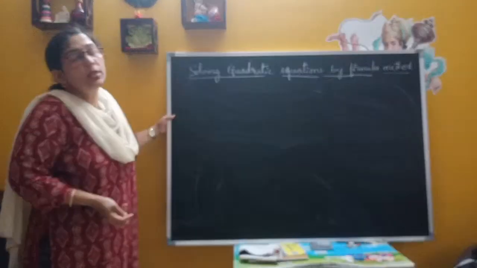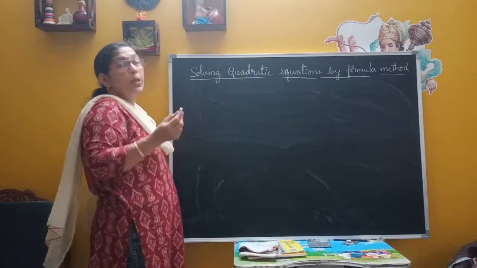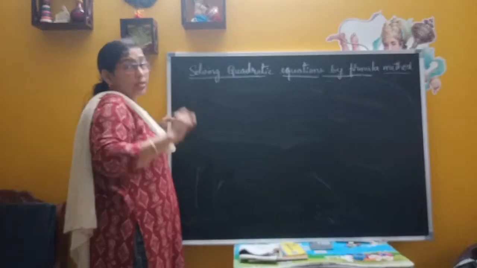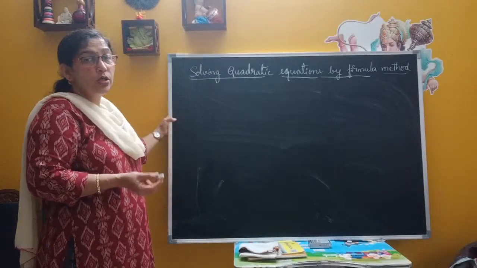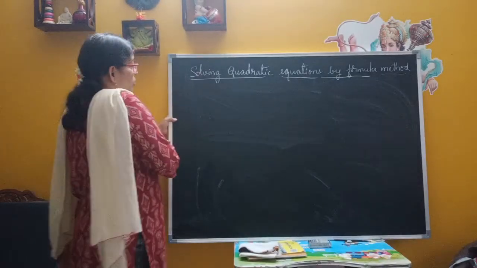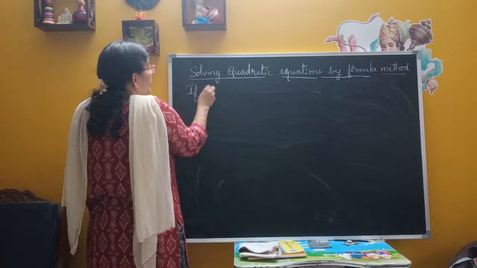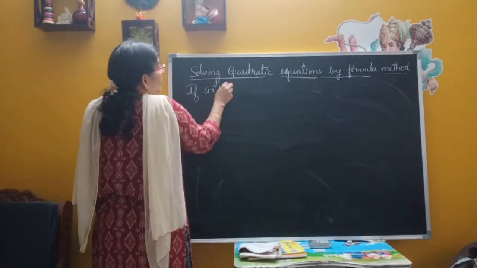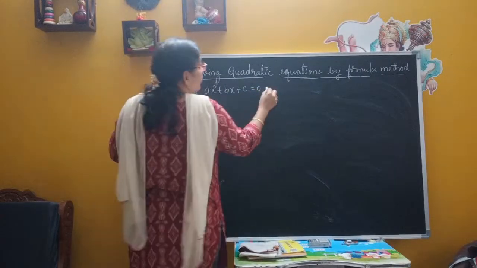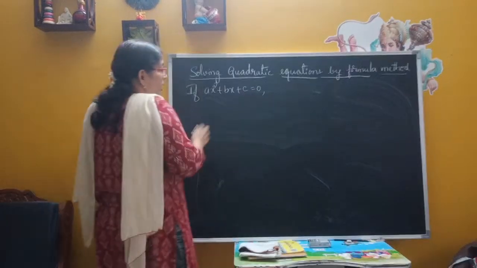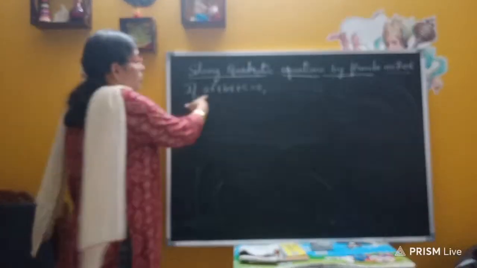You know the general form or standard form of a quadratic equation, that is ax square plus bx plus c is equal to 0, where a, b, c are real numbers and a is not equal to 0. For such an equation, that means if ax square plus bx plus c is equal to 0 is a quadratic equation, then solution, or roots, means values of x.